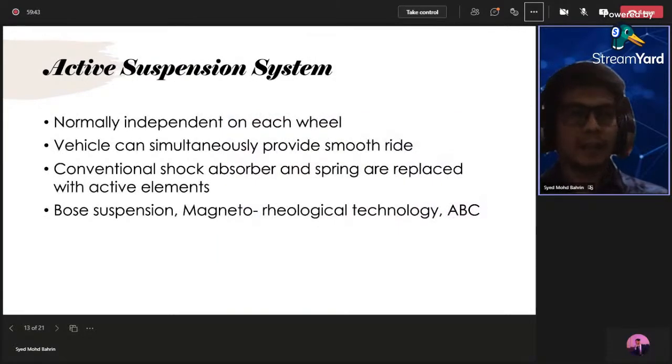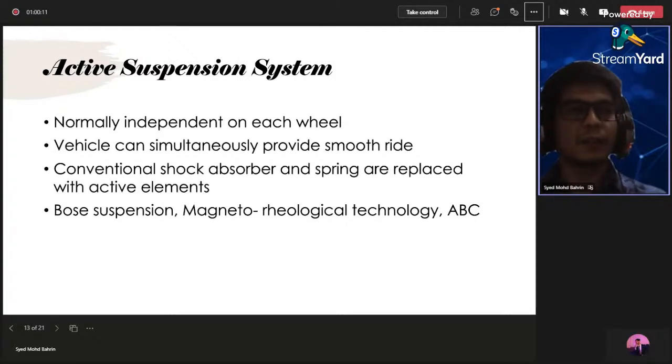Before I move on to the active suspension system, why have people changed into adaptive or active suspension systems? Why do they want to shift from passive into active? One main reason is that they want to get both performances. They want to get good handling as well as good comfort for the same vehicle.